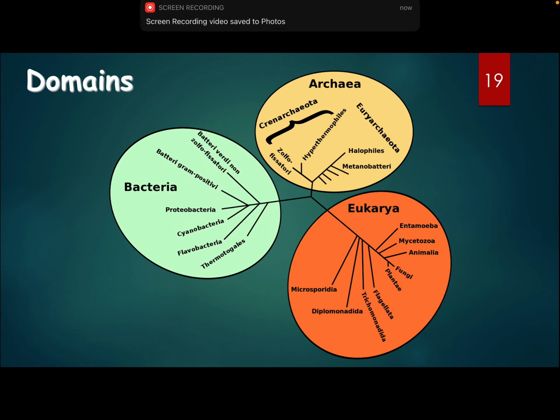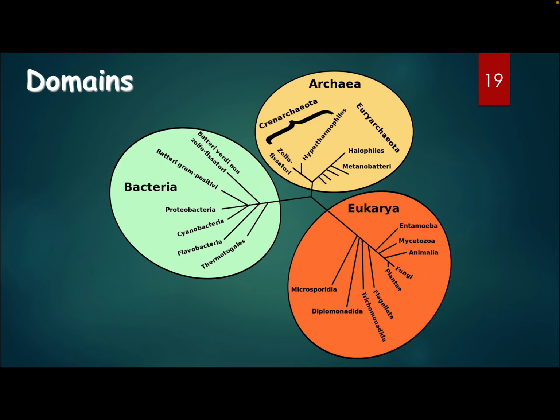Okay, so here again we have another graphic showing us our three domains. Again, we have bacteria, we have archaea, and we have eukarya. These ones are more related because they are made out of prokaryotic cells.